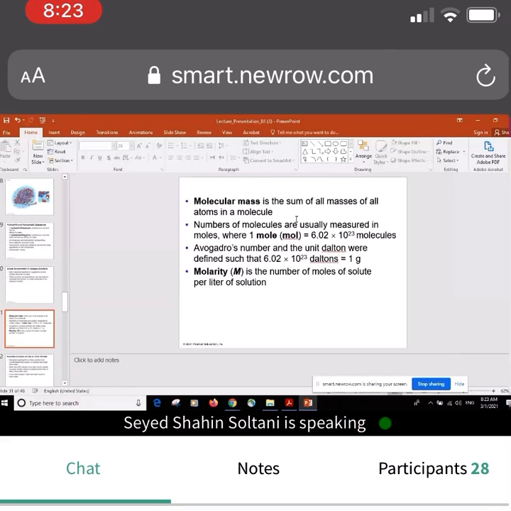And if you add all of the masses of the atoms in a molecule, that is called molecular mass. The number of molecules is measured in moles. One mole is always 6.02 times 10 to the power of 23 molecules of any molecule. This is called the Avogadro number, which you may know from high school. So 1 Dalton gram is 1 mole. And molarity is a bigger unit that shows how many moles the solute will have in 1 liter. These are chemistry from high school.